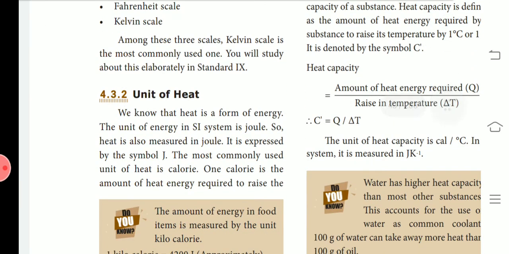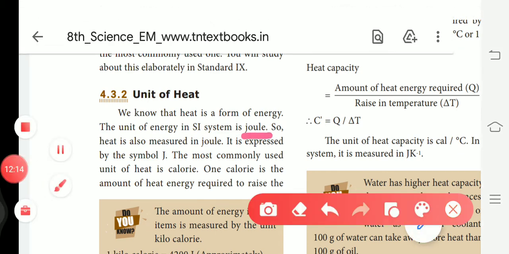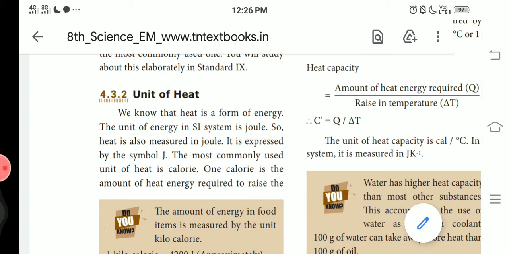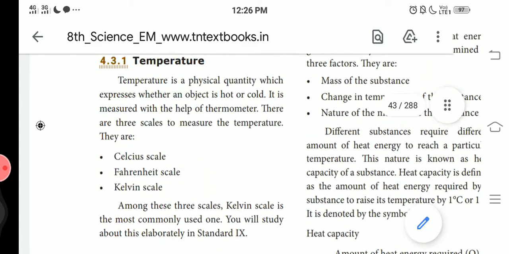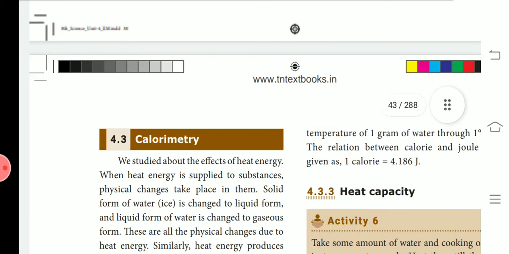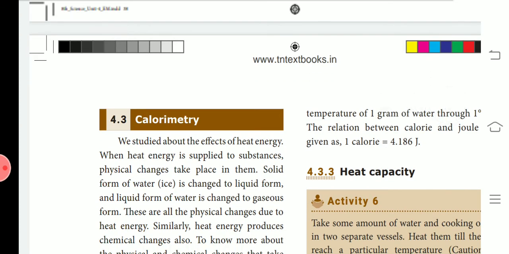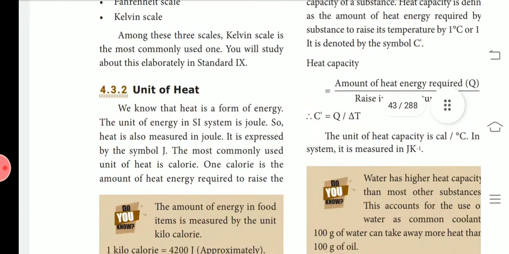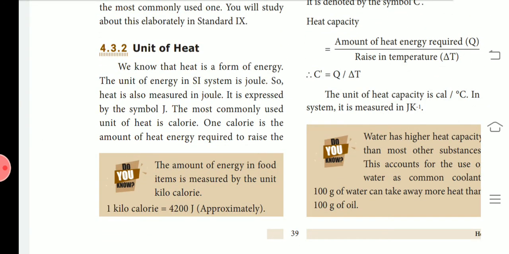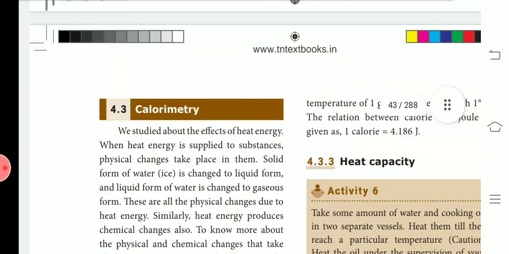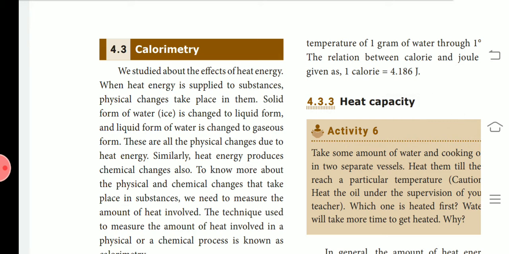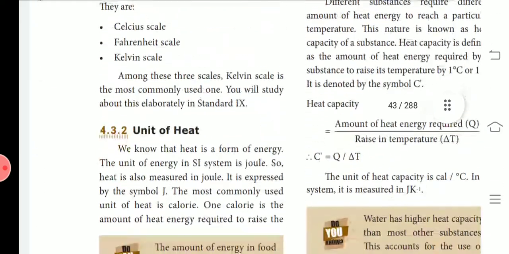So what is the unit of heat? The SI unit of heat is the joule. It is represented by the symbol J. One calorie is the amount of heat energy required to raise the temperature of 1 gram of water through 1 degree, and 1 calorie is equal to 4.186 joules. So if they ask for the definition of calorie, you have to say how much heat energy was required to raise the temperature of 1 gram of water by 1 degree. So that is the definition of calorie.